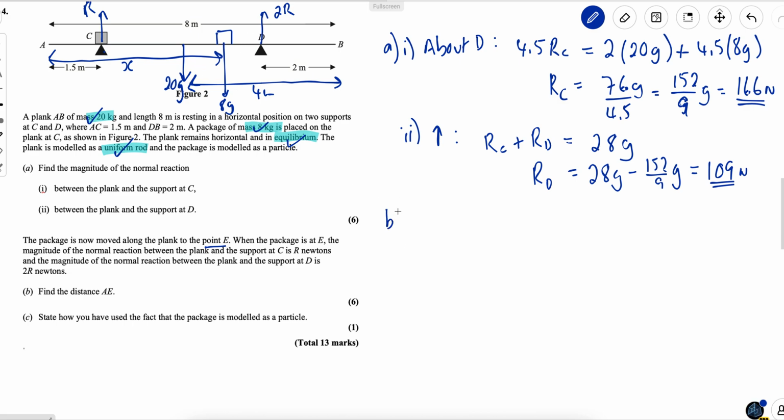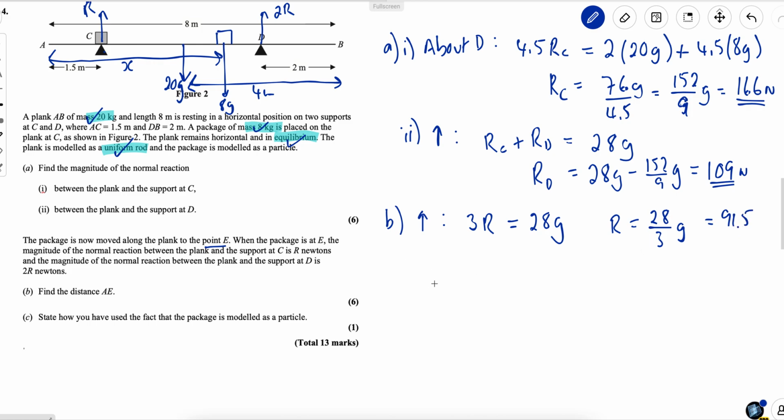So initially resolving vertically, I now have R plus 2R, which is 3R, equals 20G plus 8G, 28G. So that means that R is equal to 28 over 3G, or 91.5.